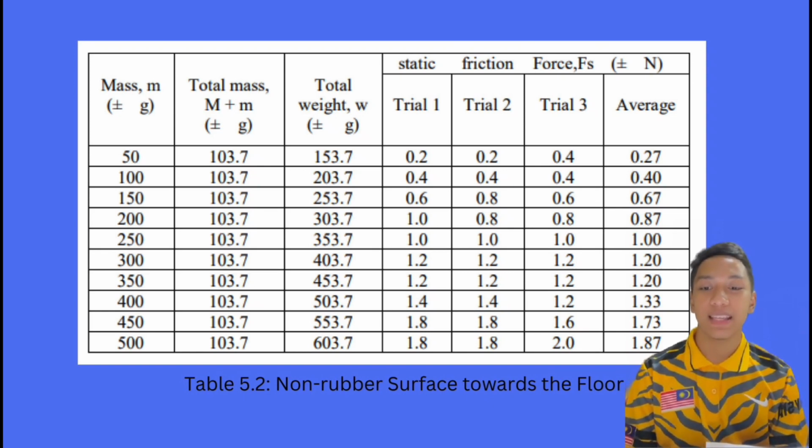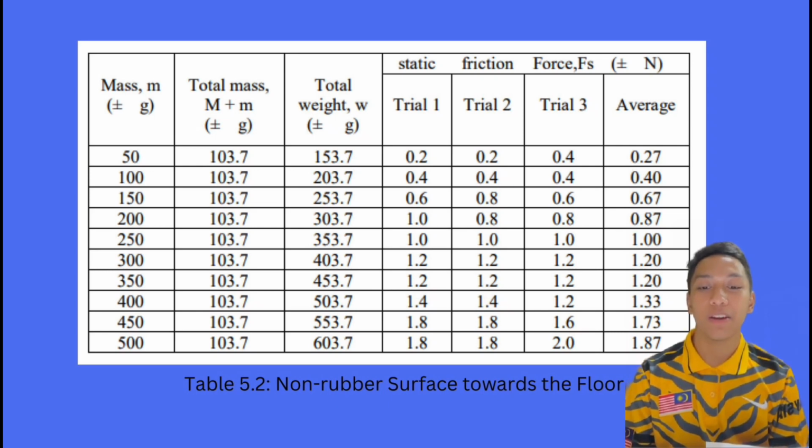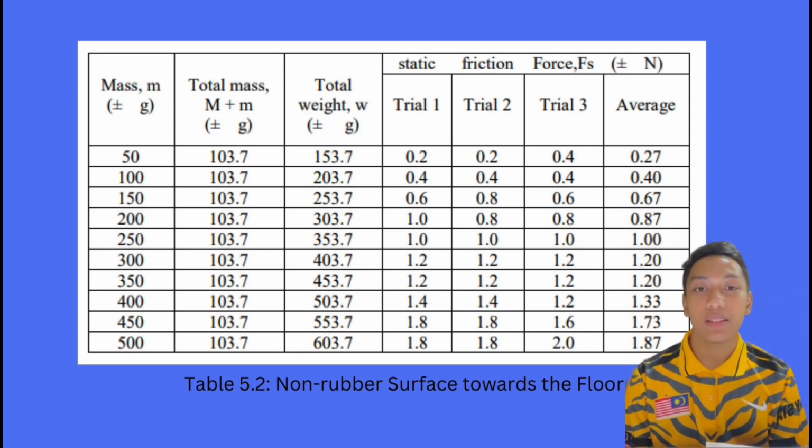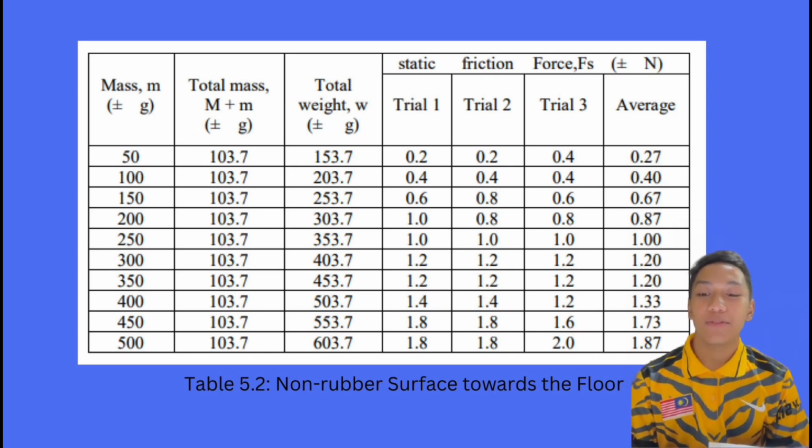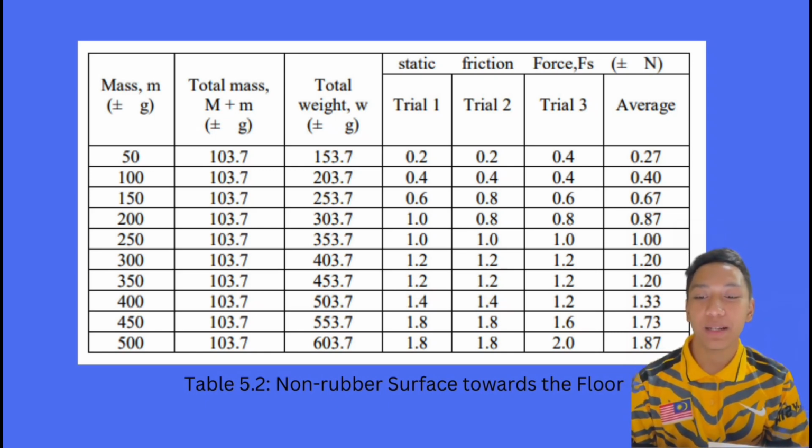Okay, for the first example, we have mass equals 50. The total mass is 103.7, and the total weight is 153.7, and then trial 1 is 0.2, trial 2 is 0.2, trial 3 is 0.4, and then the average is 0.27. For the second example, we have mass equals 100.